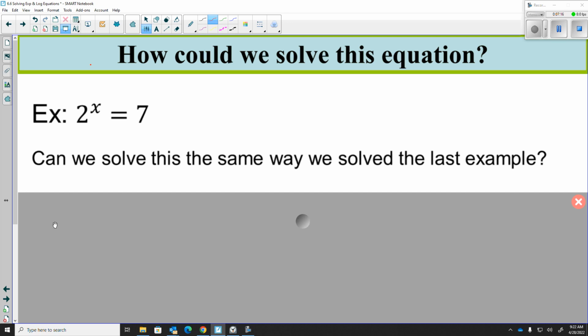No. Can you somehow write 7 as 2 to some power? I don't know. Probably not. It's 2 to something. But here's the problem. We can't do what we did before, right? I can't rewrite this with a 2 so that I can get rid of them. I can't do that.